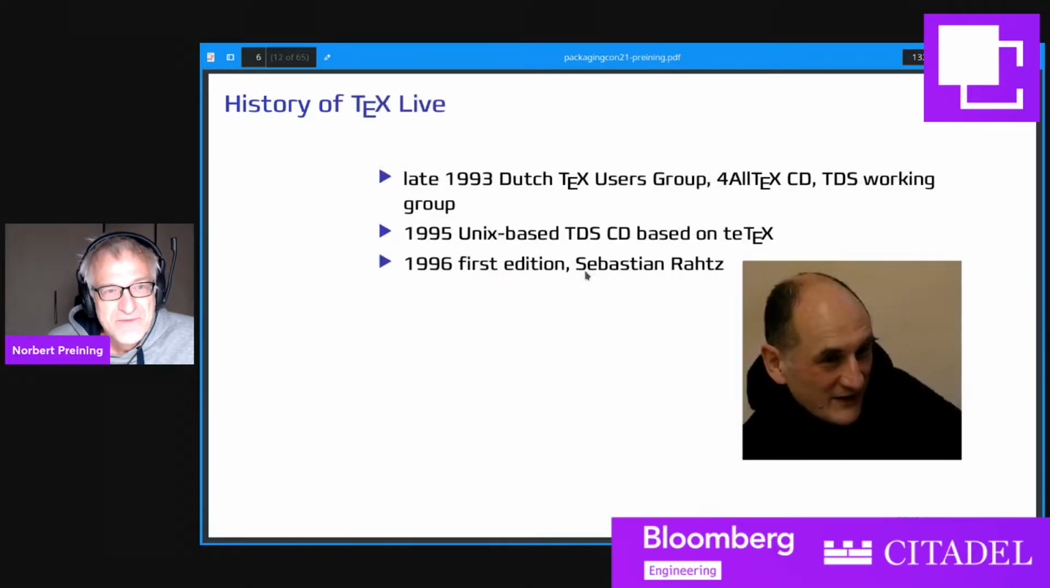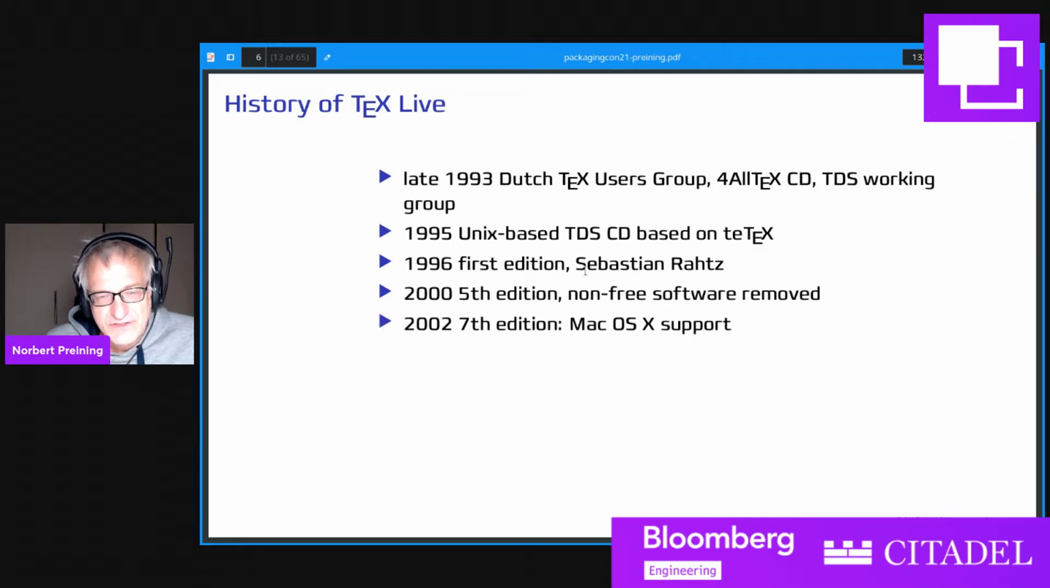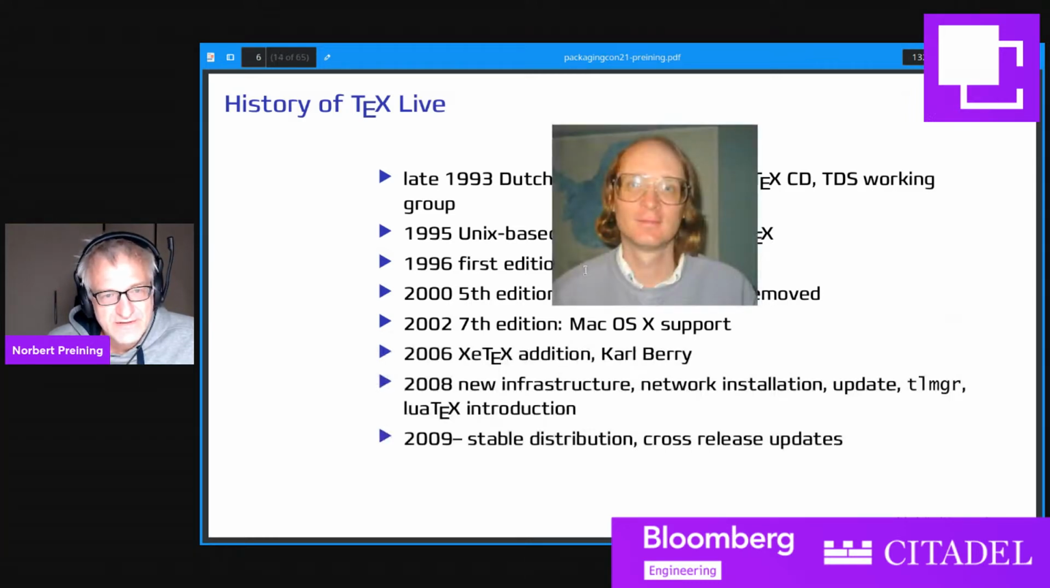So the history of TeX Live started around the beginning of the 1990s with CDs that were created by the Dutch user group. In 95, it was based on teTeX. teTeX was compiled by Thomas Esser, and that was also distributed within the user groups. The first edition called TeX Live was 96. Back then, it was actually runnable directly from the CD. We had several editions with free software removed, non-free software moved, and macOS support added. Since 2006, Karl Berry is maintaining everything.